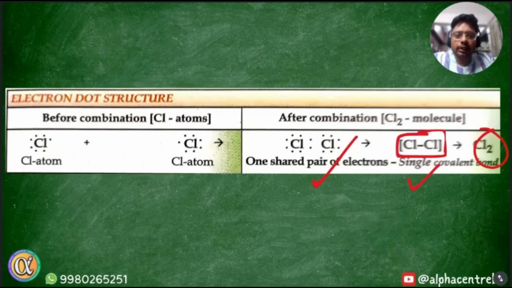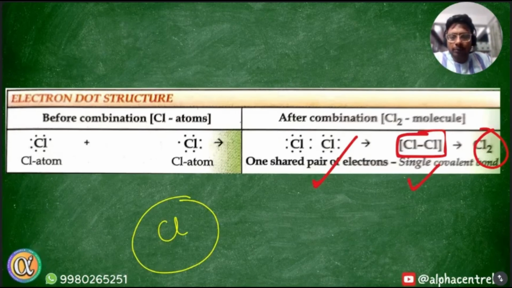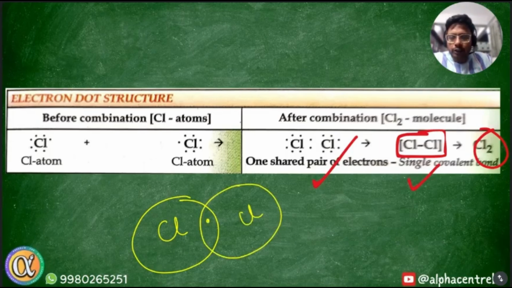There's one more way you can draw the electron dot diagram. I'll show you that as well. We draw one chlorine and then overlap it with another chlorine. The shared electrons you keep in the middle, so there are 2 coming from each chlorine. And the unshared electrons you keep in their personal space. So the unshared go in the personal space and the shared go in the common space.